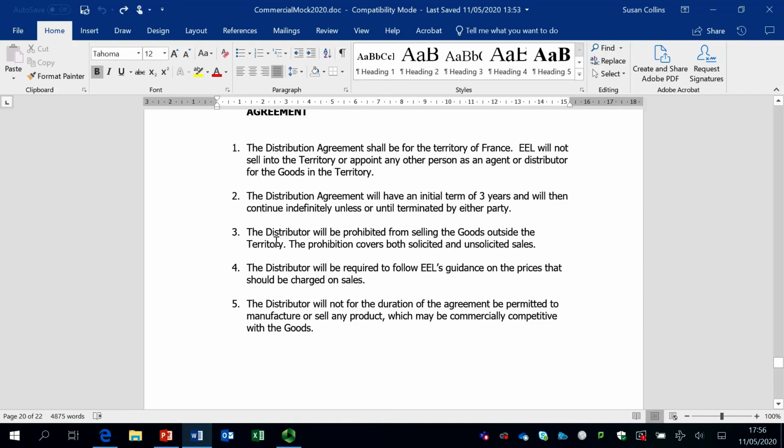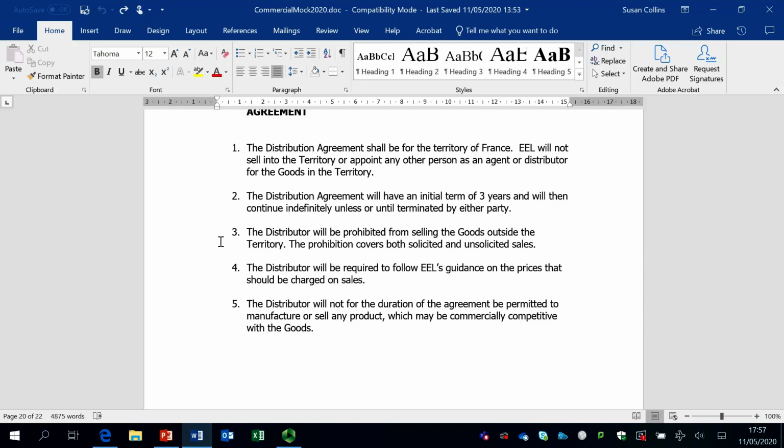Clause 3 goes on to say that the distributor cannot sell outside the territory, and that covers both solicited and unsolicited sales. So it's a total ban. That's a complete export ban, which is along the lines that I was just talking about. That would not be permissible in any type of agreement under Article 101. And if it was the vertical restraints block exemption, then under Article 4B, that would be a hardcore provision, and you need to be aware of that first of all. So that would be a hardcore provision potentially.